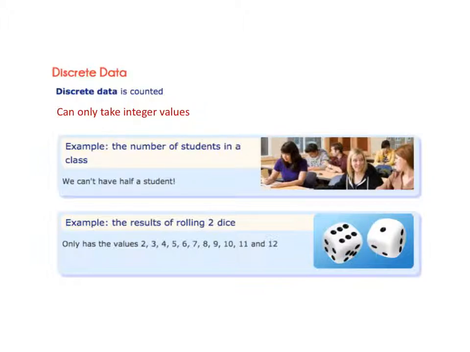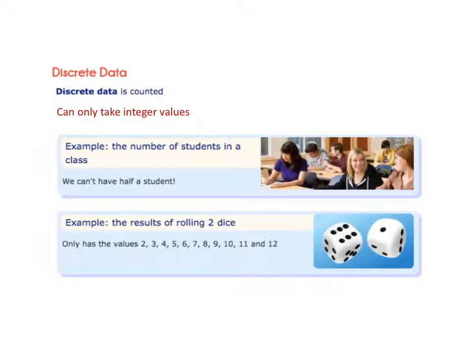Discrete data is counted, but the most important thing you need to know about discrete data is that it can only take integer values. What does that mean? How many dots? Well, specifically, it's only those natural numbers, right? They say integer values, but we really can't have negative numbers, right? So the number of students in a class, well, we can't have half a student. So that is discrete data.